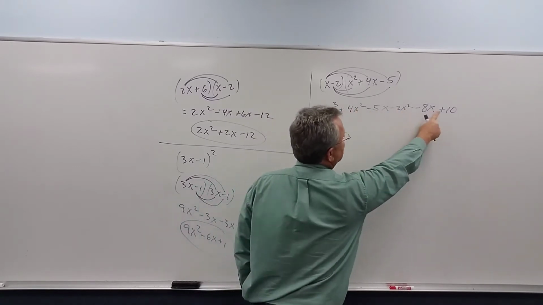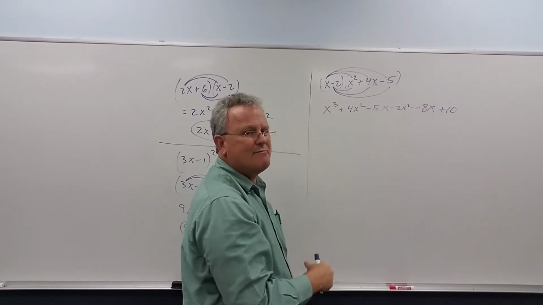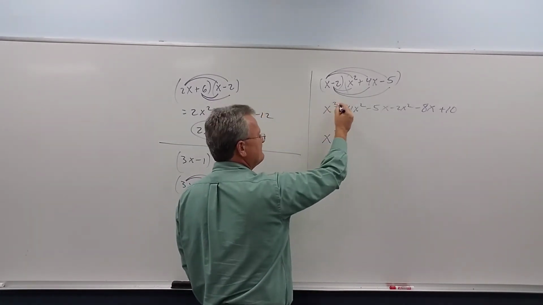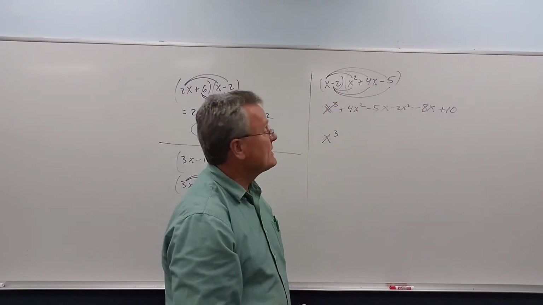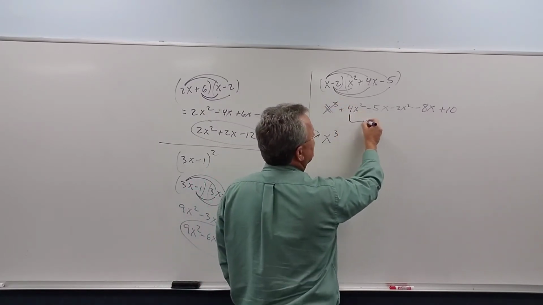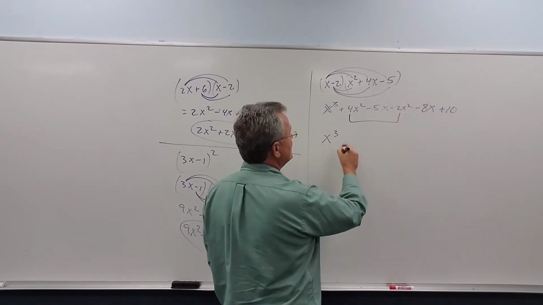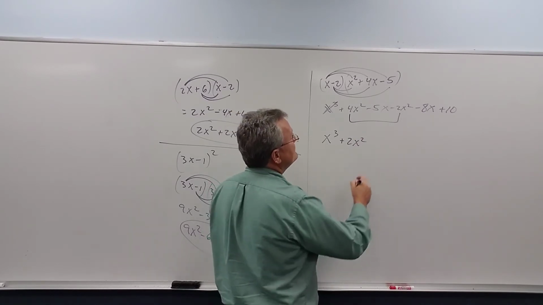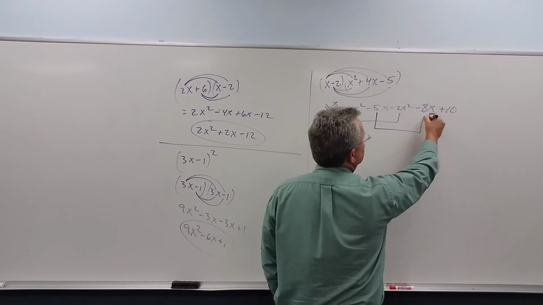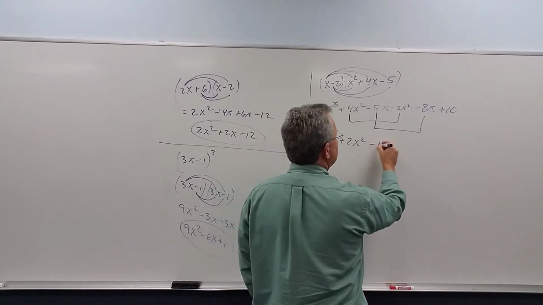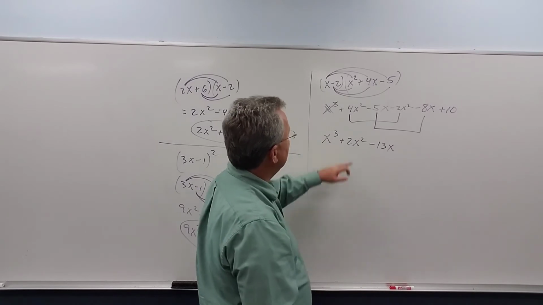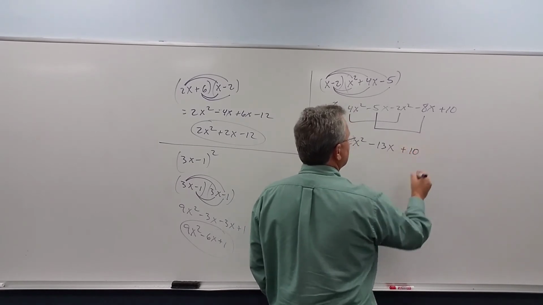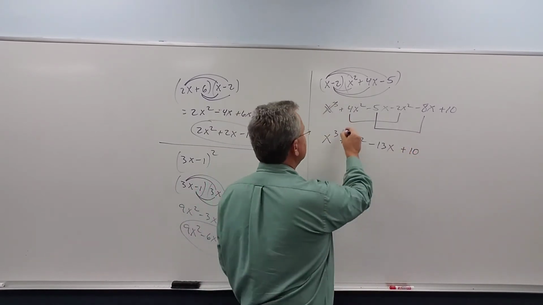There is no other x cubed, so let me just cross that out. I'm not canceling, I'm just keeping the x cubed. Now let me add the x squares together. 4x squared and negative 2x squared add up to a positive 2x squared. Minus 5x and a minus 8x is a minus 13x. And the only number we have is the 10. And this is the answer.